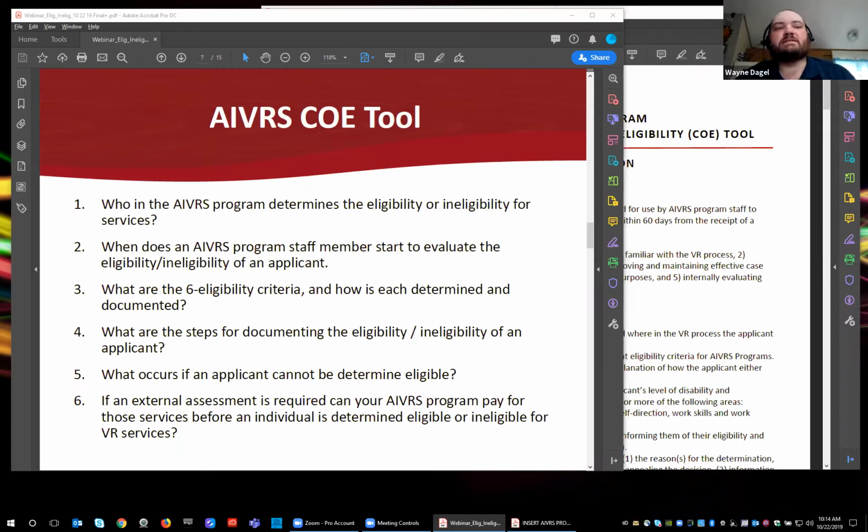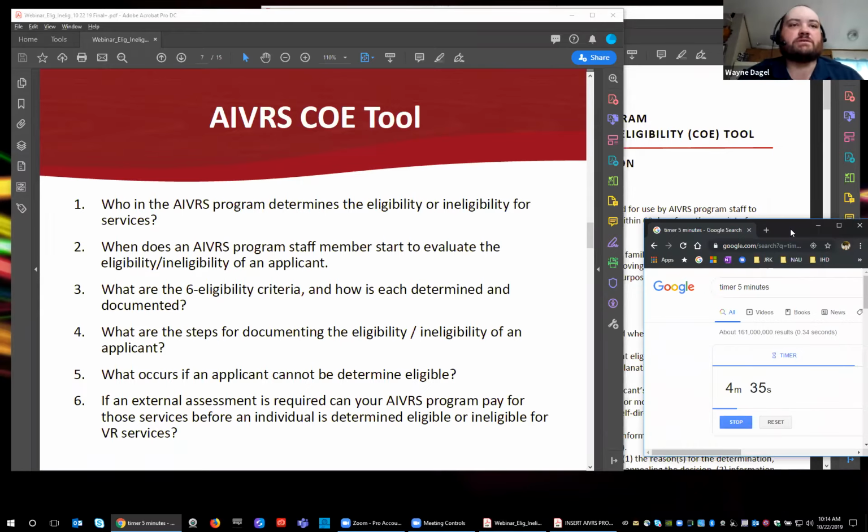And number 6, if an external assessment is required, can your AIVRS program pay for those services before an individual is determined eligible or ineligible for VR services? So again, we don't want the CFR language and the full-blown definition. We just need to have what your thoughts are. Please put them into the chat box, and we'll be watching that as we go along.